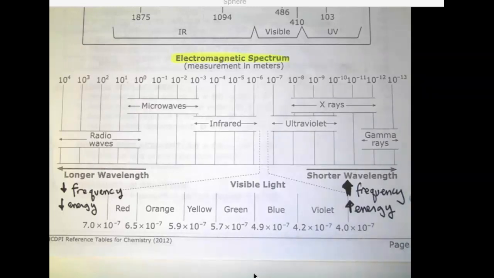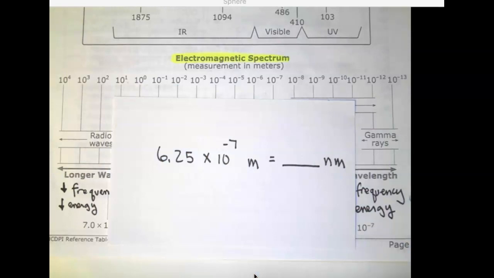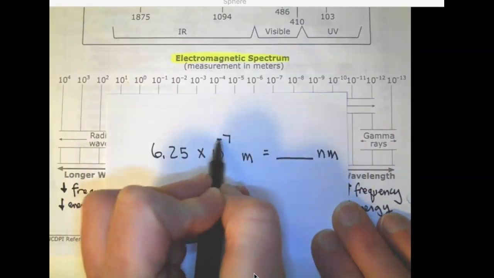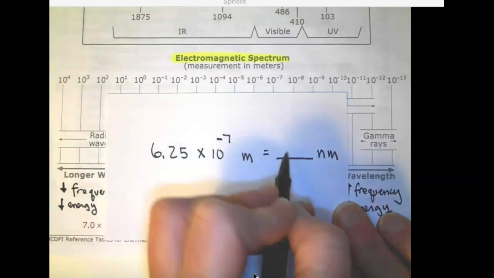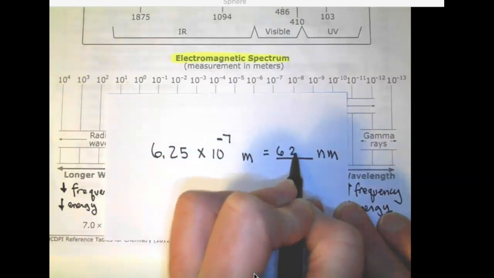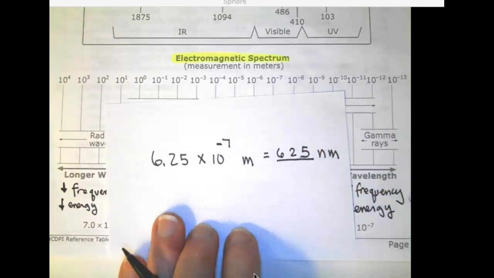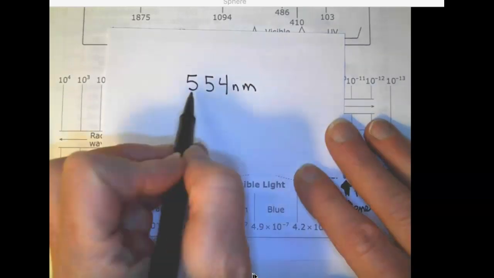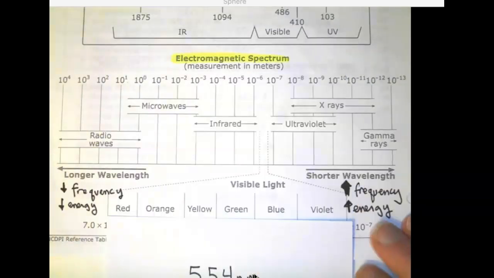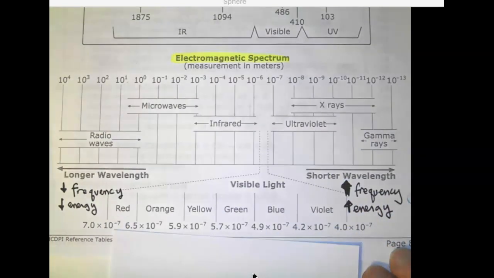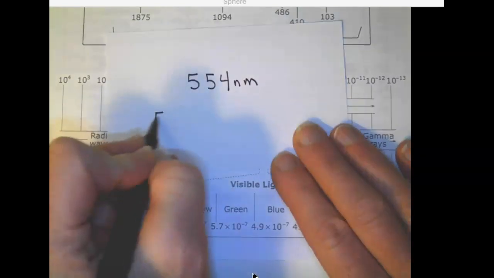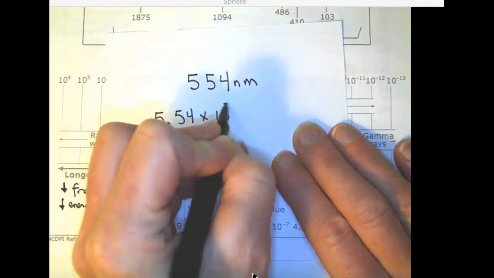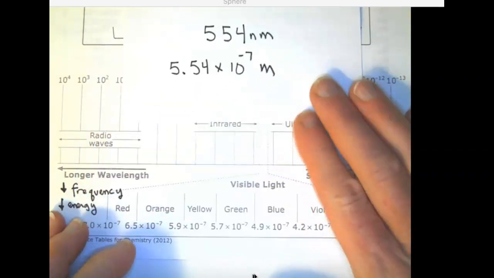Let's do a fast review. If we have something that is 6.25 times 10 to the 7 meters, we know that that's going to be 625 nanometers. We learned that in Unit 2. So let's say we had a photon with a wavelength of 554 nanometers, and we needed to find it on the electromagnetic spectrum. Well, that's in meters, so we would convert that to 5.54 times 10 to the negative 7 meters. And now we have to find it.